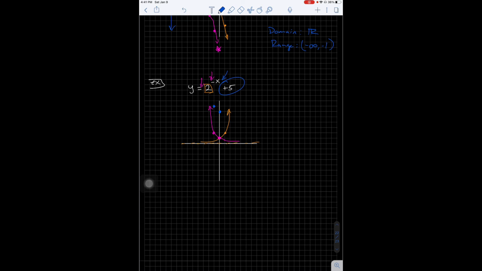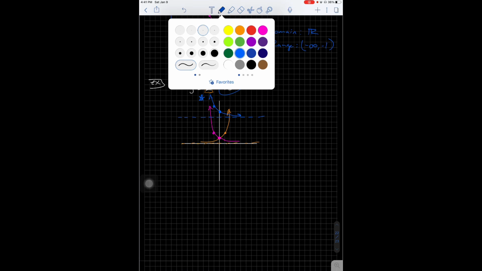And the asymptote gets shifted up 5 as well. So it should look like the pink graph, only moved. Okay, the blue is our final graph. And let's check out the domain.